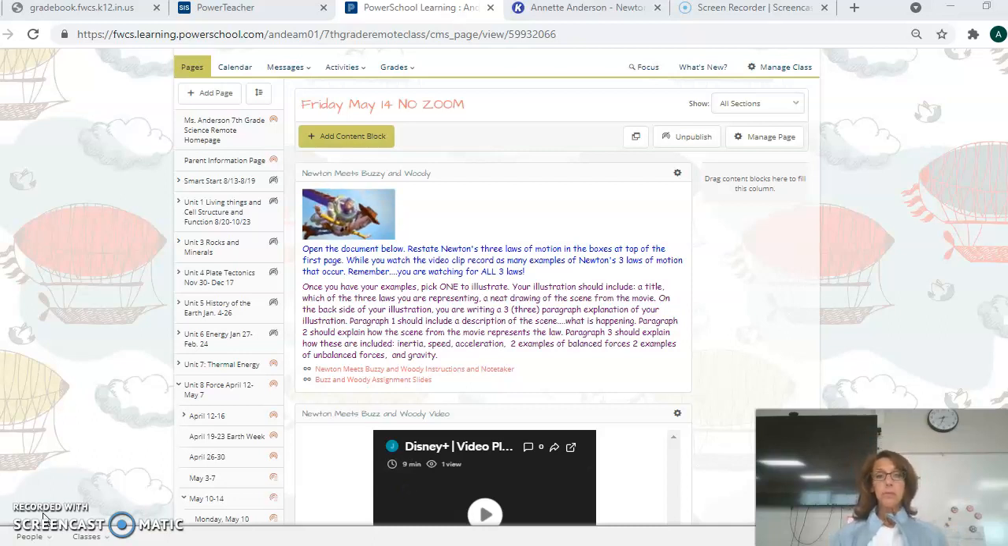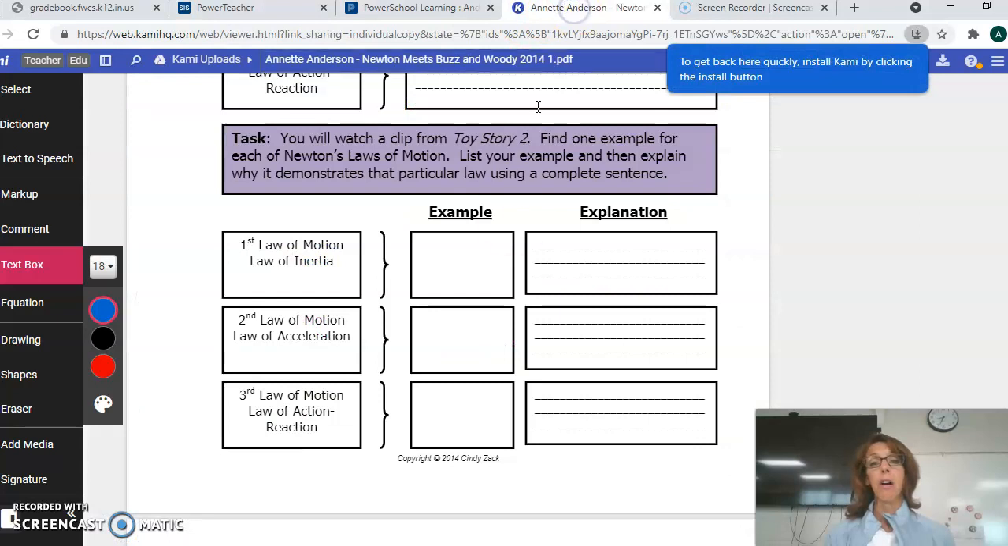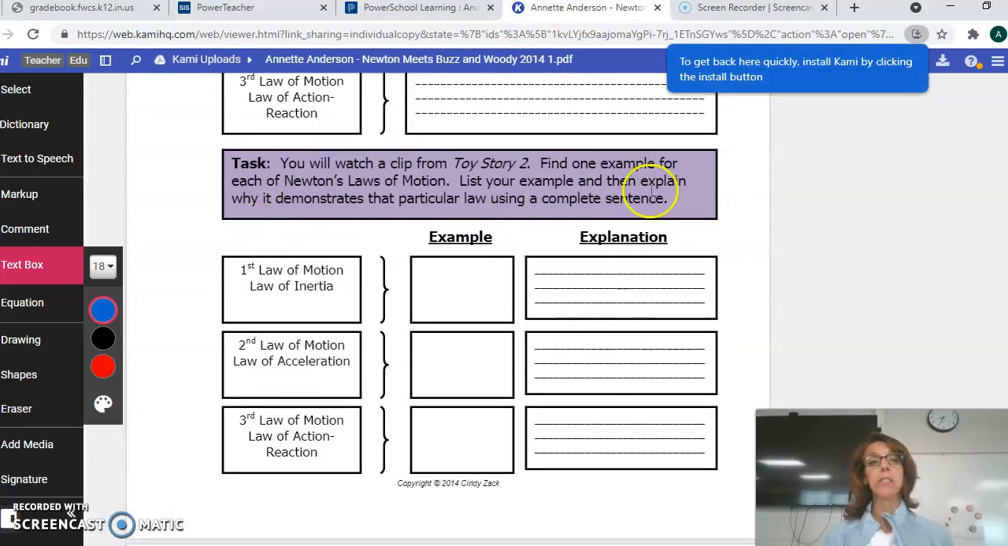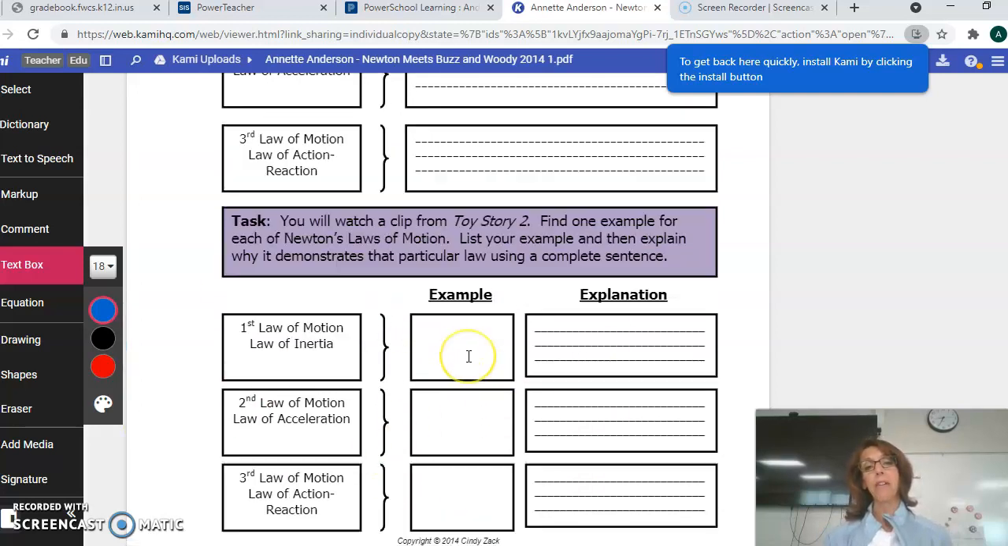So, we started an assignment yesterday. We started the Buzz and Woody Newton's Law. This is your assessment. This is your test for this unit. So please be mindful of that when you are completing this. Yesterday we watched the video. While you were watching the video, you were filling out the Buzz and Woody worksheet of examples of each law that was at the bottom half of the page.